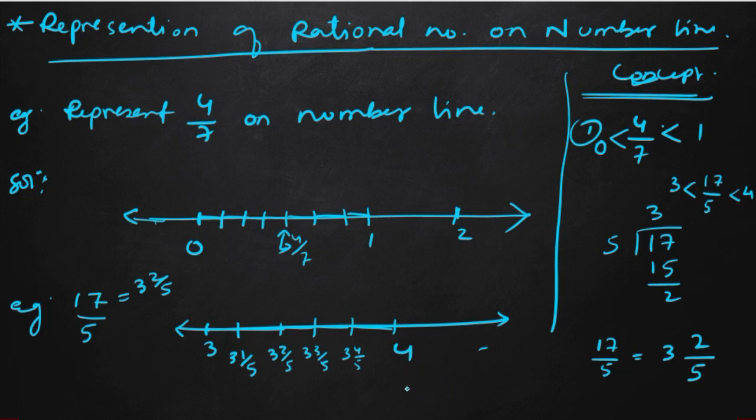Okay, so we just need our 3 2 by 5. So we will eliminate these things. So our 3 2 by 5 will be this one. So this is the correct answer. This will be 3 2 by 5, or you can say 17 by 5. Okay, fine. But if the number is negative, it is also the same.